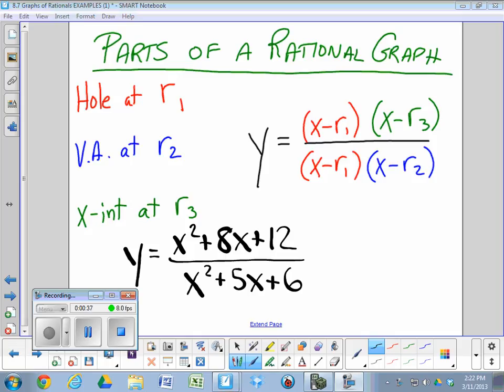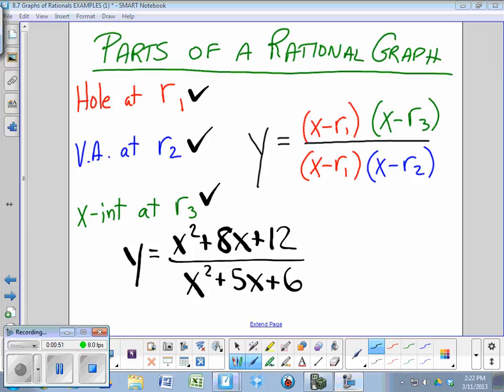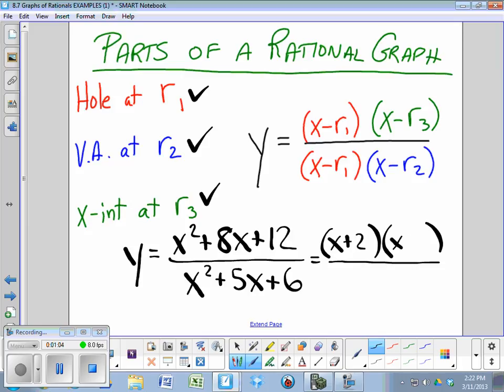Well, the graph of a rational function will have these three key points: holes, asymptotes, x-intercepts. All right? In order to see whether it has any of those, the first thing that you want to do is factor. Factor the top and factor the bottom, and tell me what you get. The numerator is x plus 2 times x plus 6. Could you reverse the order there if you wanted? Sure. Denominator, x plus 2 times x plus 3.